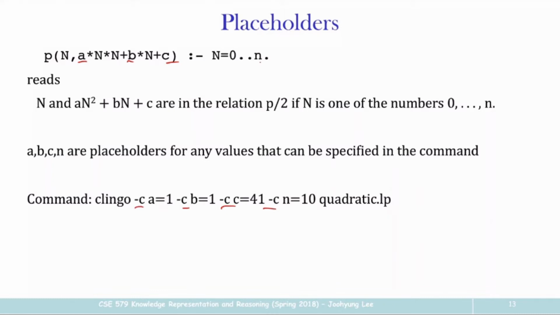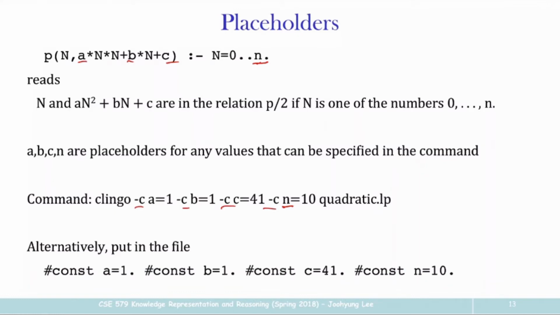And of course, note here that n is actually also a placeholder. I can also change the range here. Now, there's an alternative way of writing, which is, instead of giving this on the command line, you want to put this in the file. Then what you need to do is to have this pound thing. So #const a=1, then you don't have to give the command line constant.